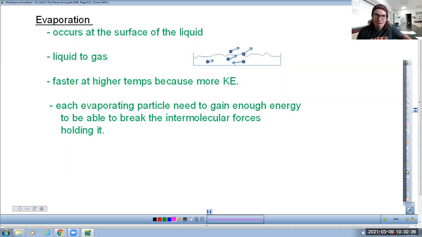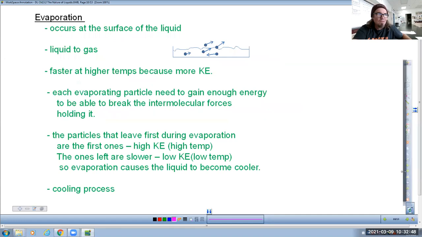So that's evaporation, which occurs at the surface. So now you're sitting there going, but then it gets cooler. So evaporation is a cooling process. That makes sense. It cools us down. What about boiling? Turns out that boiling is also a cooling process. So not just evaporation, but boiling.